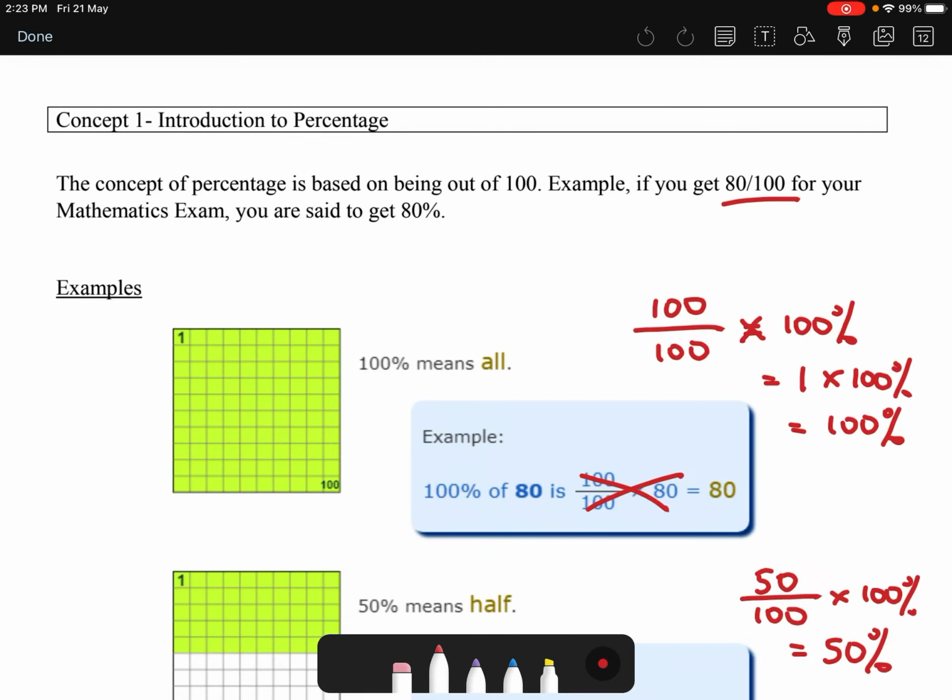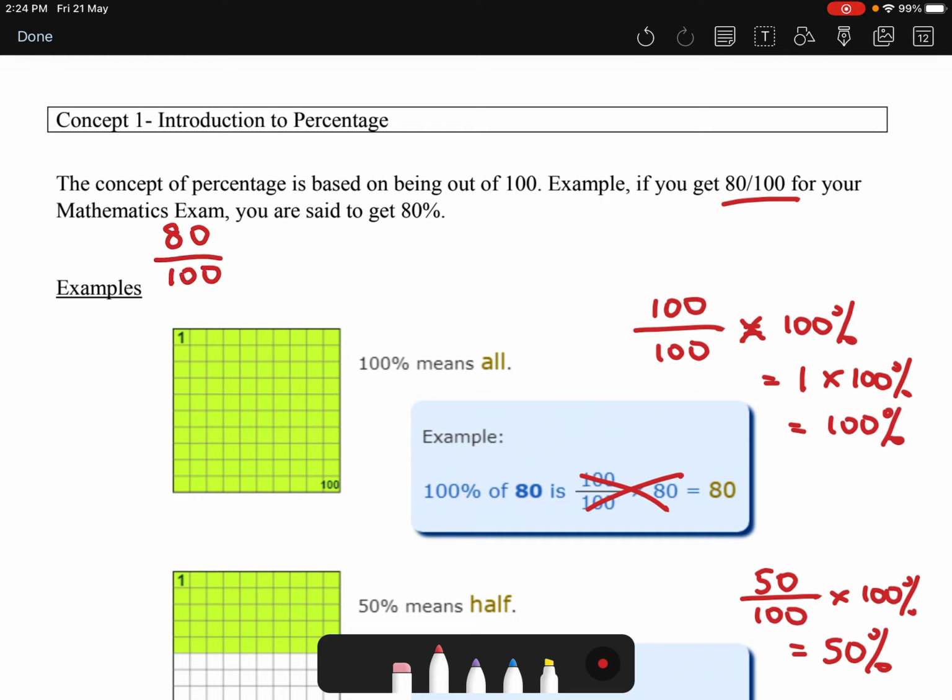Alright, so last week we learned about percentage, right? Let me just give you a brief summary of what we learned. What is percentage? Percentage basically means that I want to express a number in terms of percentage. Let's say I get 80 upon 100 for my mathematics test. How do I express the 80 upon 100 in terms of percentage? You simply use 80 over 100.